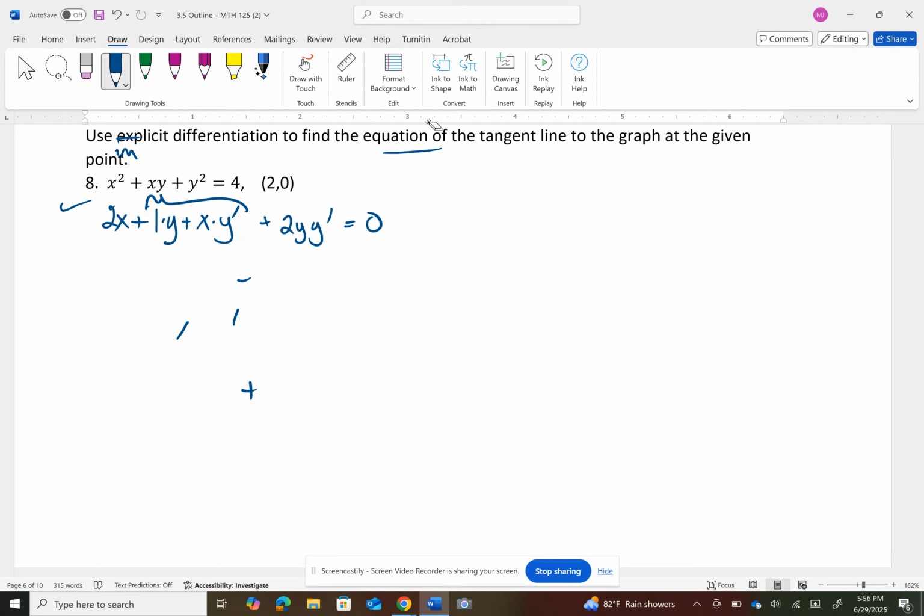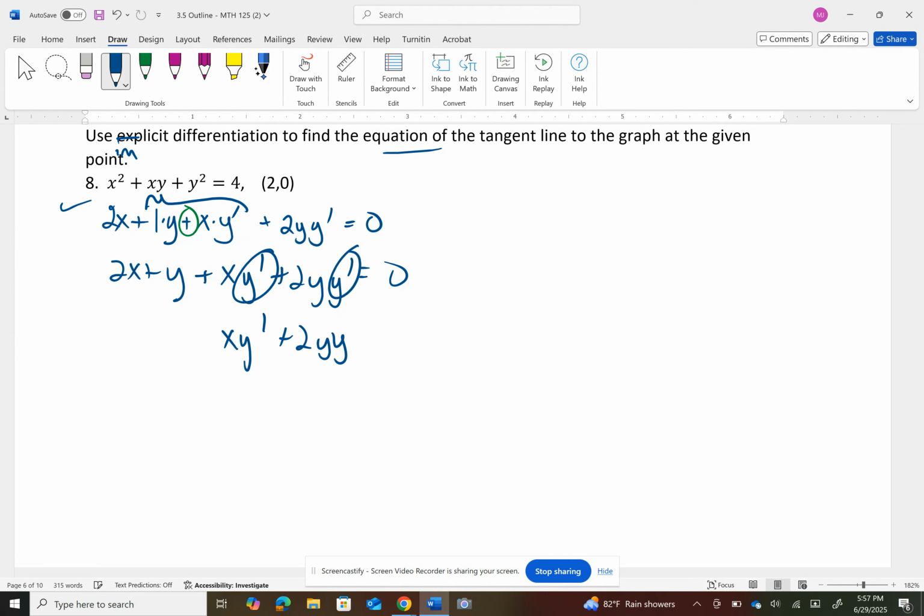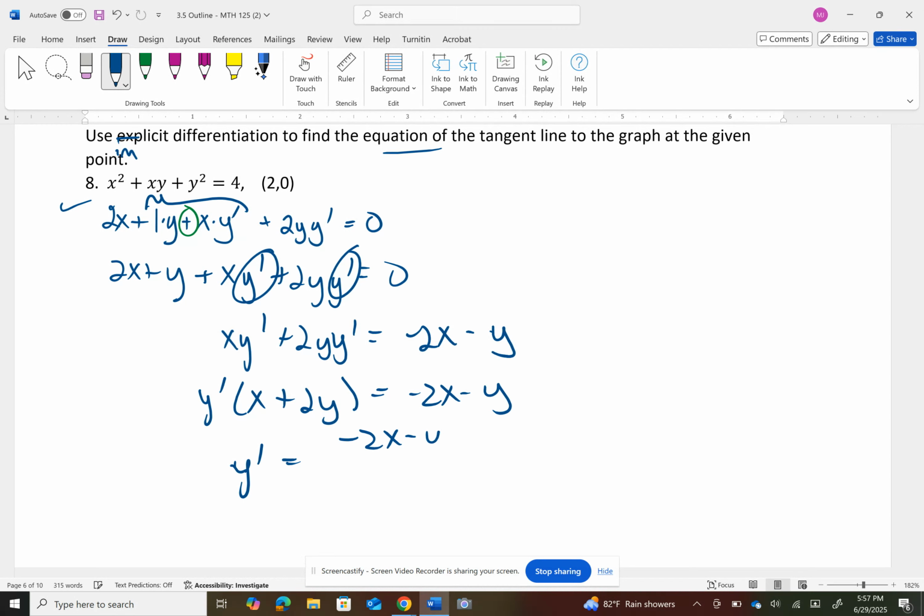That was a plus right here. Okay, so I needed to keep it separate. So that's a 2x plus y, then plus x y prime. Okay. So these y primes stay. And I'm going to move the 2x and the y over, so I'll subtract them both. And then I'll factor out the y prime. So the y prime would wind up equaling negative 2x minus y all over x plus 2y. Negative 2x minus y over x plus 2y.